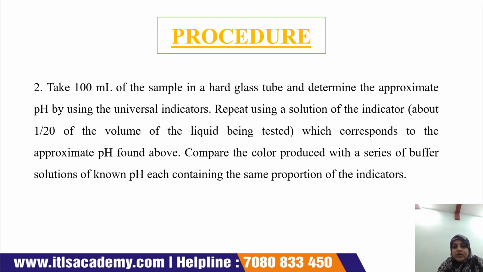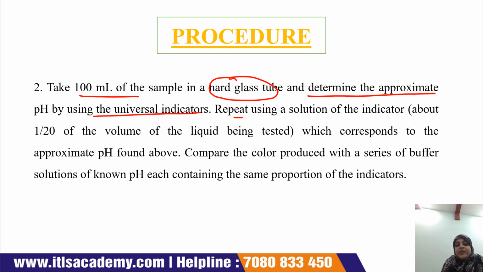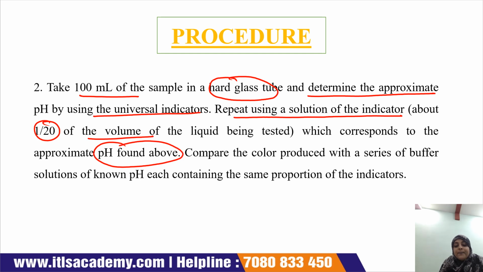Now the next is your procedure. Take 100 ml of the sample in a hard glass tube and determine the approximate pH by using a universal indicator. Repeat using a solution of the indicator, about 1/20 of the volume of the liquid being tested, corresponding to the approximate pH which was found just above. Now compare the color produced with the series of buffer solutions which are already prepared, and in this way you know the pH of the sample.